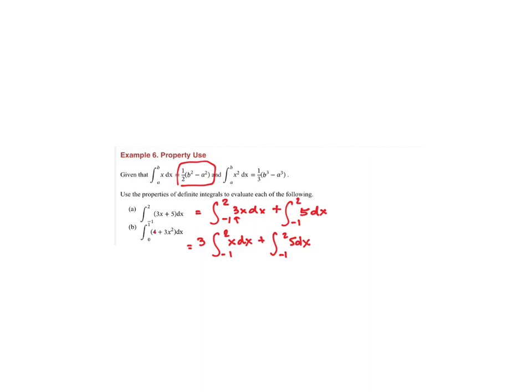So the integral of this thing is going to be 3 times 1/2. What's my b? 2 minus -1. 2 squared minus -1 squared. Plus, how do I integrate the constant? 5 times the width, which would be 2 minus -1. Any questions here? We're not quite done yet, but I'm making sure we understand why this is what it is. I'm just plugging into what they told me.